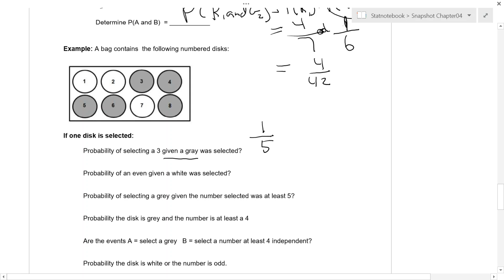Next question. The probability of an even number given it was white. So even, knowing it's white. So again, we're only looking at the white disks now. There are 3 in total. There's only one even number, so 1/3.